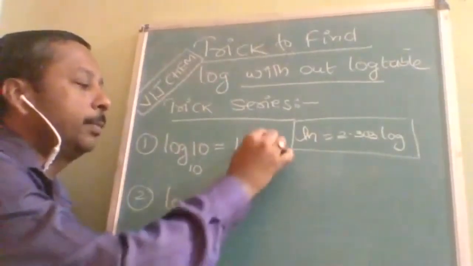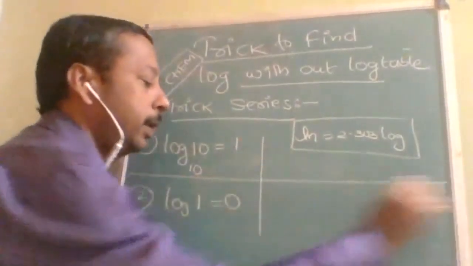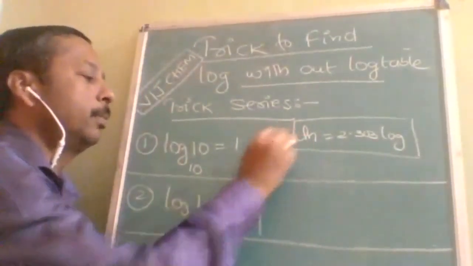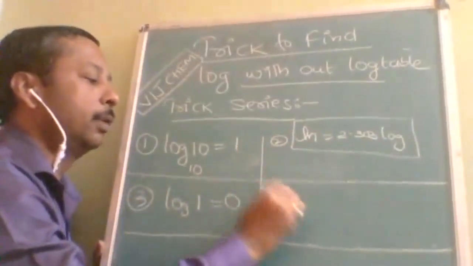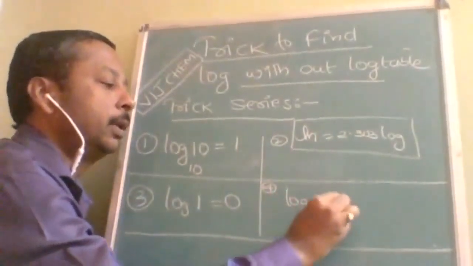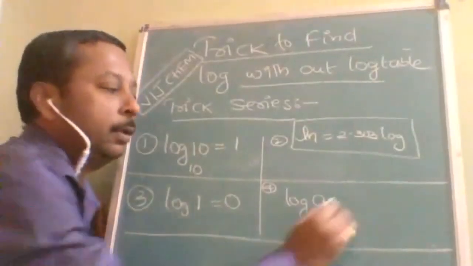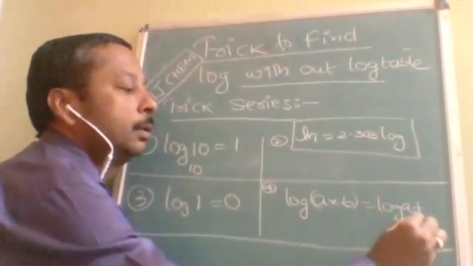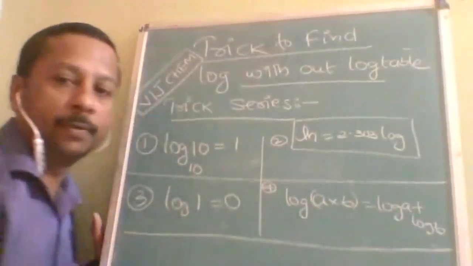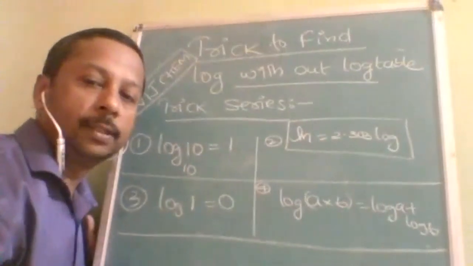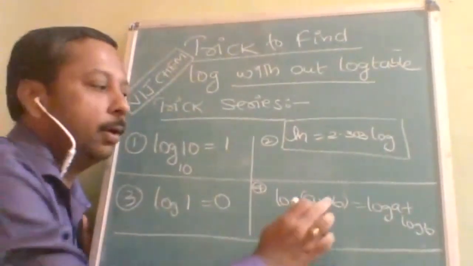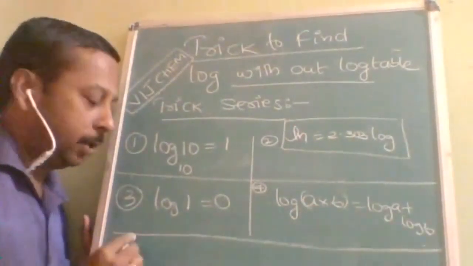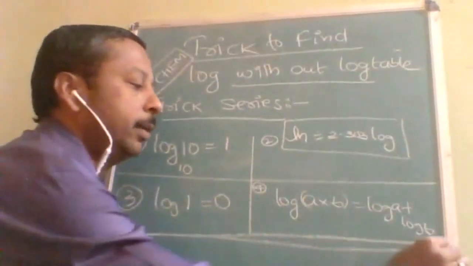Apart from this, there are certain basic formulas required, and I am going to write them here. This is the second formula, this is the third formula and fourth formula. Already you must be knowing it, but wait for the trick. So log of A into B is equal to log A plus log B. If two things are multiplied, log of A into B is equal to log A plus log B. Are you aware up to here? Everybody must be aware.